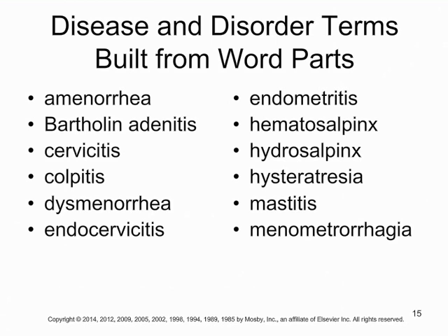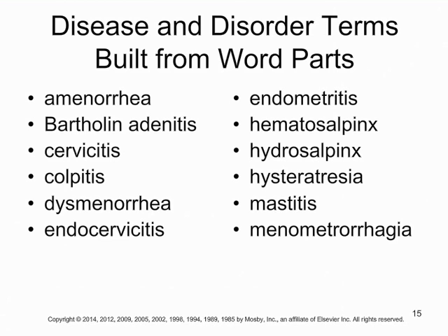Next, hematosalpinx. Hemato means blood, so in this case you have blood in your uterine tube. You can also have hydrosalpinx, where there is water in the uterine tube. Next, hysteratresia. That's a word I mentioned before. In this case, you have closure of the uterus or the uterine cavity. So there's some kind of closure or blockage.